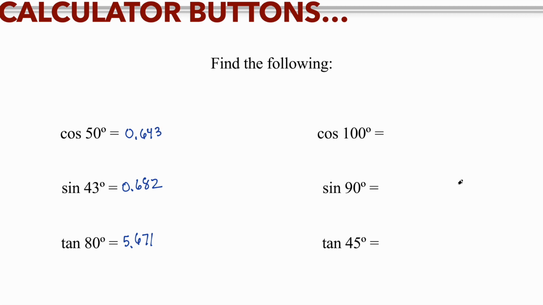Now, same thing on the other side. If we were to do cosine of 100, we actually would get a negative 0.174. And I'm going to explain in later lessons why you can get a negative. Next, sine of 90 is actually the number 1, and tangent of 45 degrees is also the number 1.